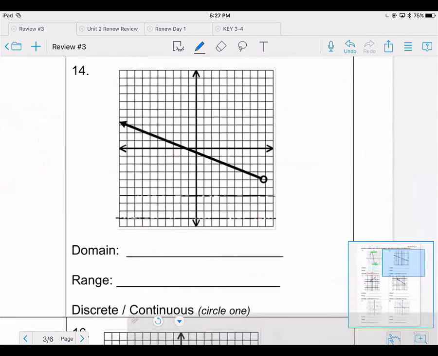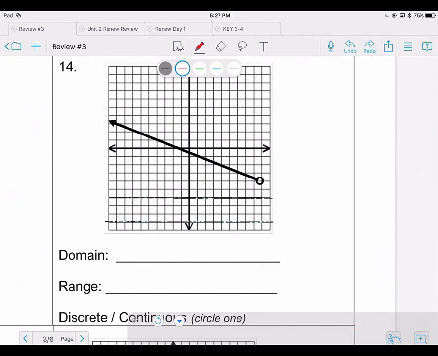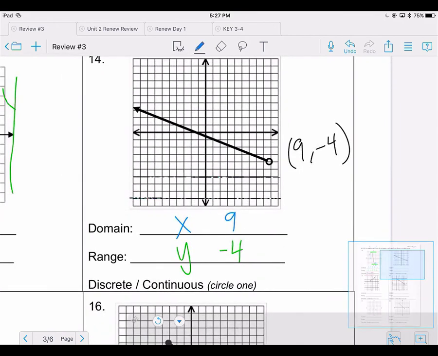Problem 14, I have one bubble here, so I'm going to have one inequality. This bubble is at the point 9, -4. And because domain deals with x's, I'm going to put 9 with my x's. Range deals with y, so I'm going to put -4 with my y's. Now, as I follow, two different things you can do.